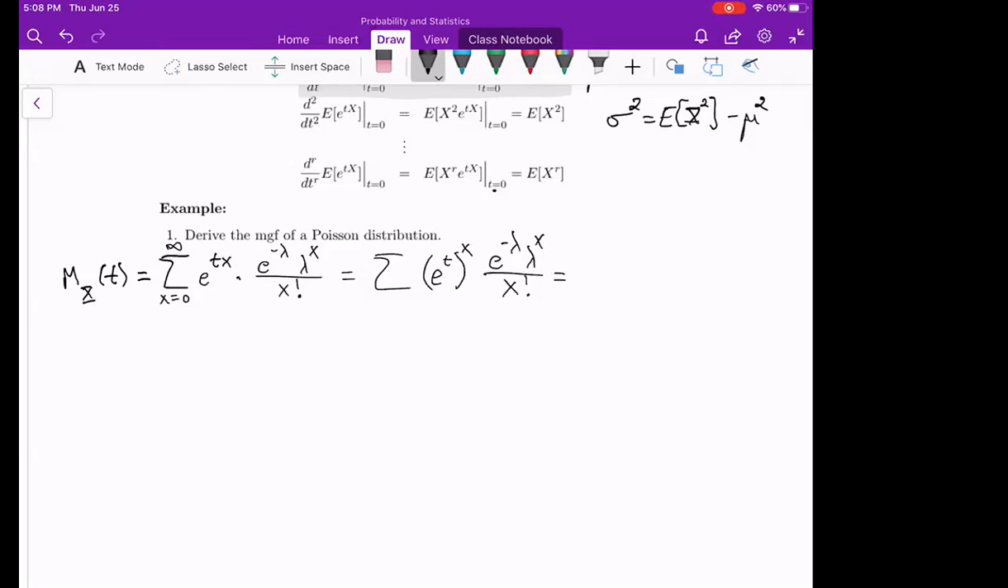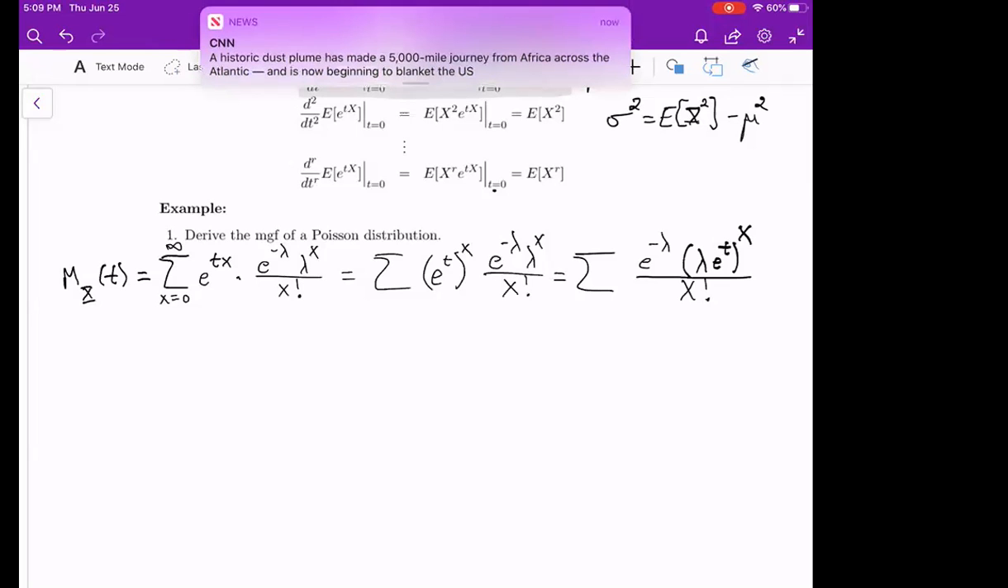So I'm going to rewrite this as e to the negative lambda times lambda e to the t, that quantity to the x power, all over x factorial. So this is getting there. We've almost got an appropriate part to this. So lambda appears to be lambda e to the t. That seems to be our form.